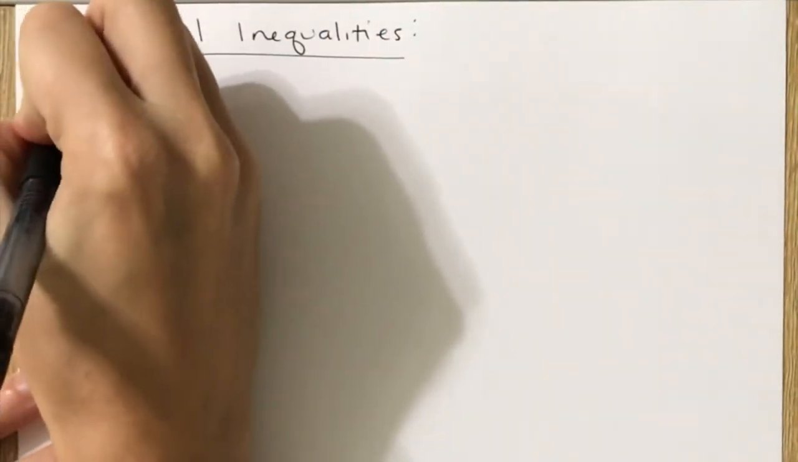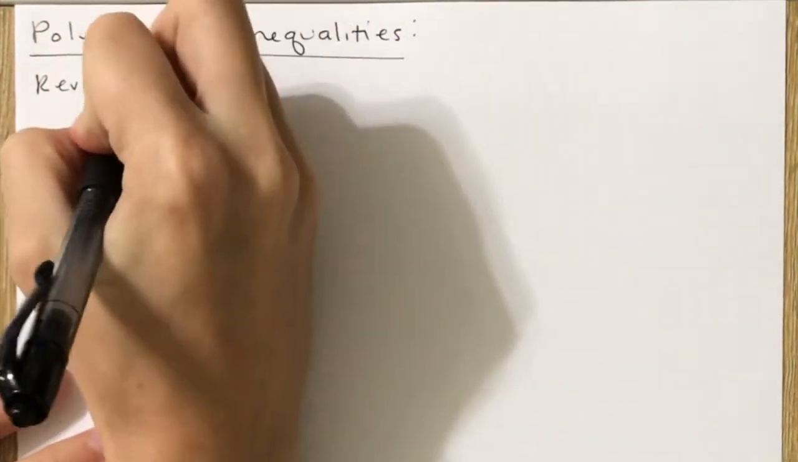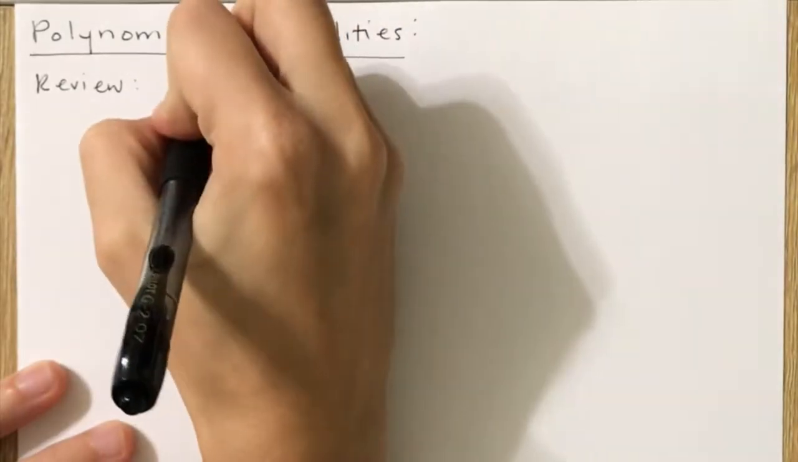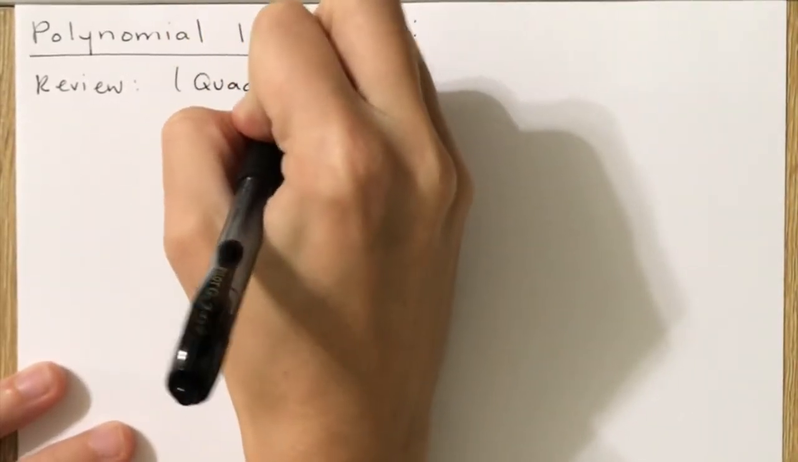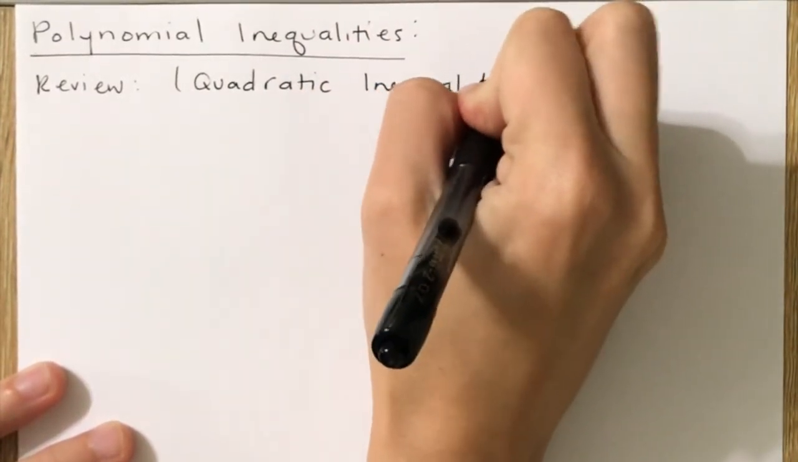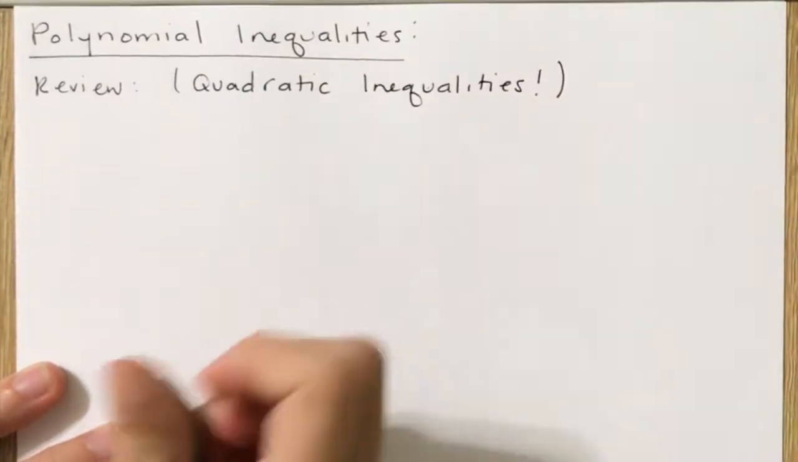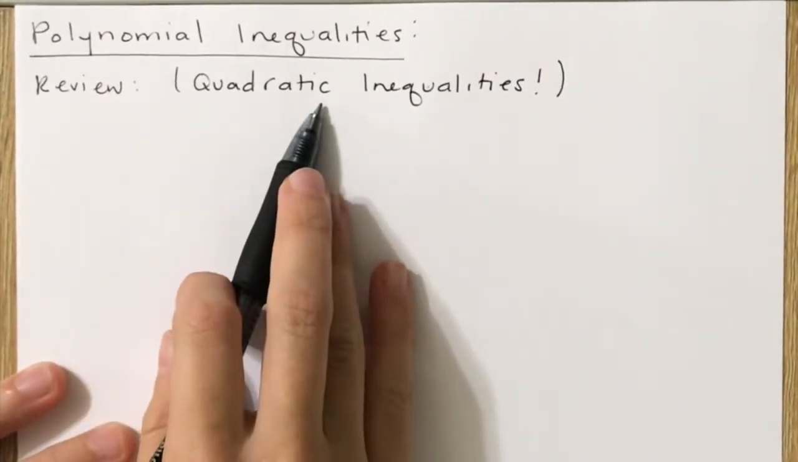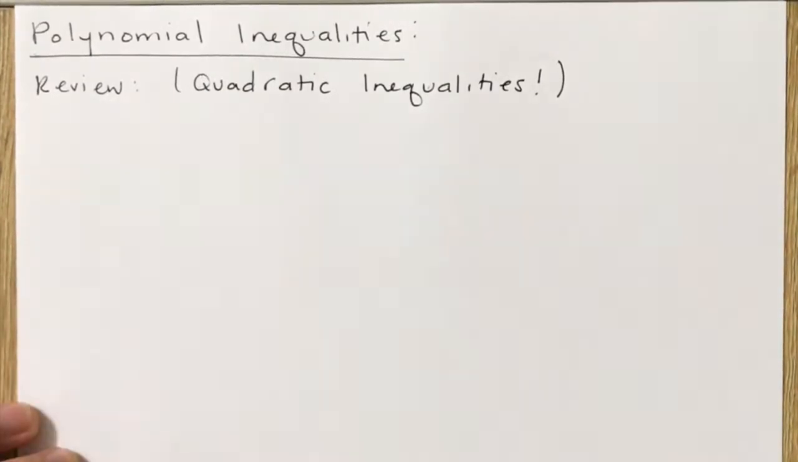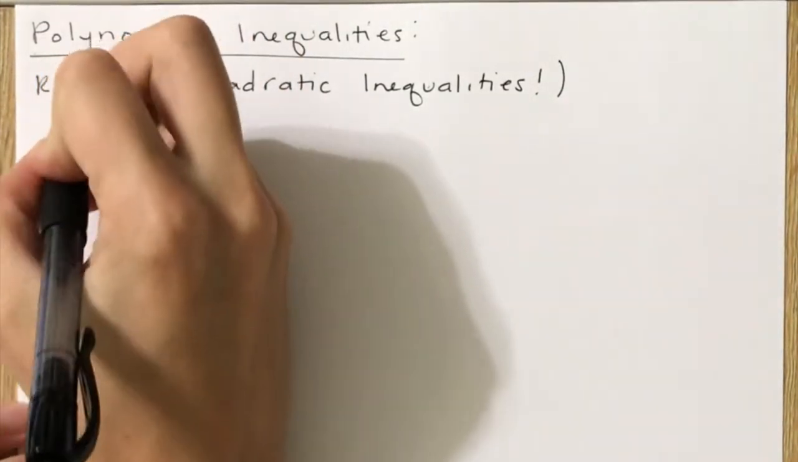Okay, before we get into it, I would like to do a quick review of something extremely similar, which we have already talked about this semester, quadratic inequalities. As we know, quadratics are just very specific polynomials, right? Polynomials with degree 2. So our polynomial inequalities are actually going to be very similar to quadratic inequalities, just with higher degrees. So let's look at an example of a quadratic inequality.